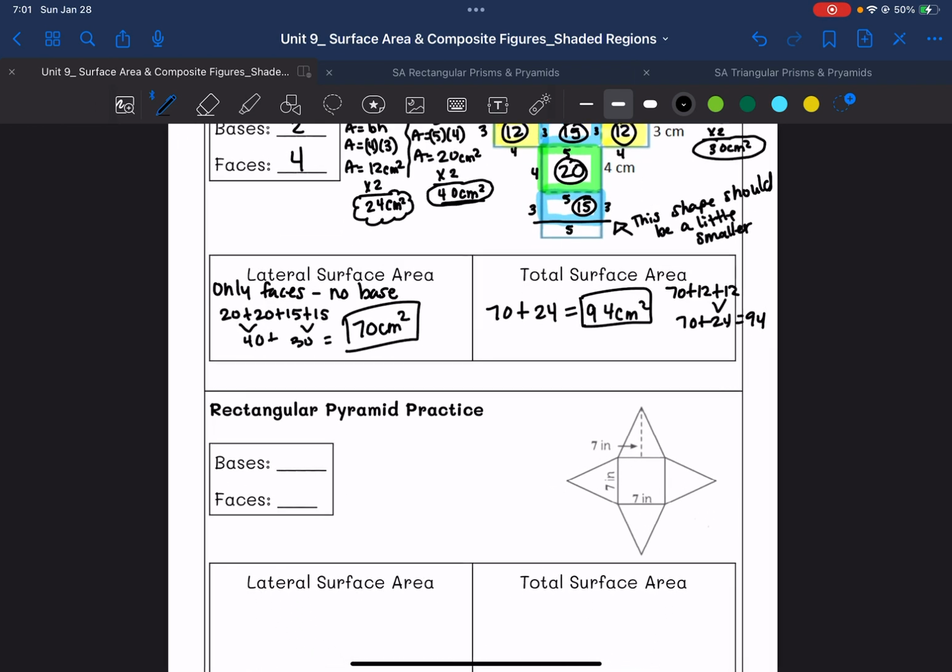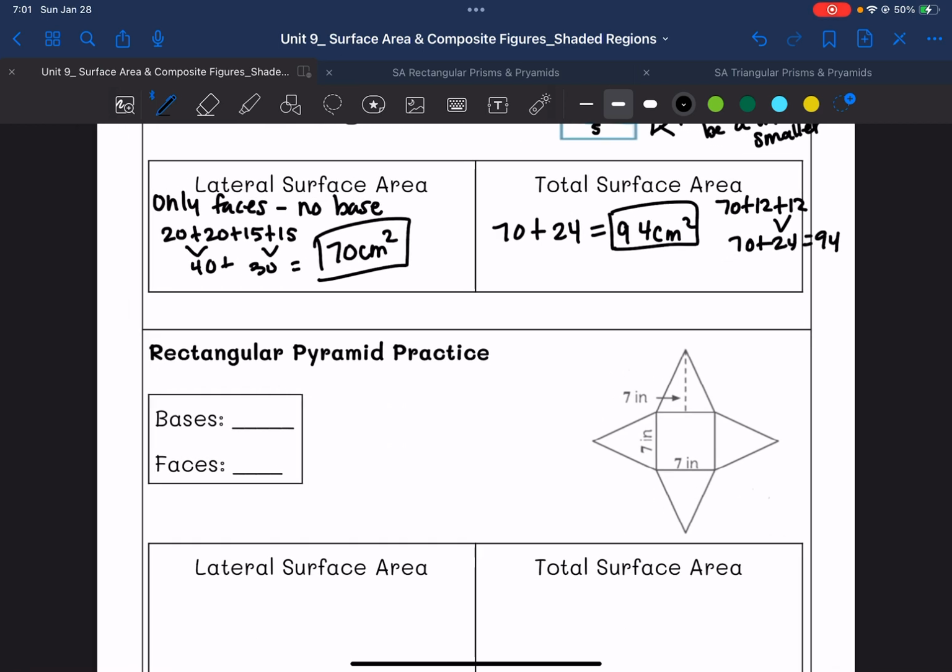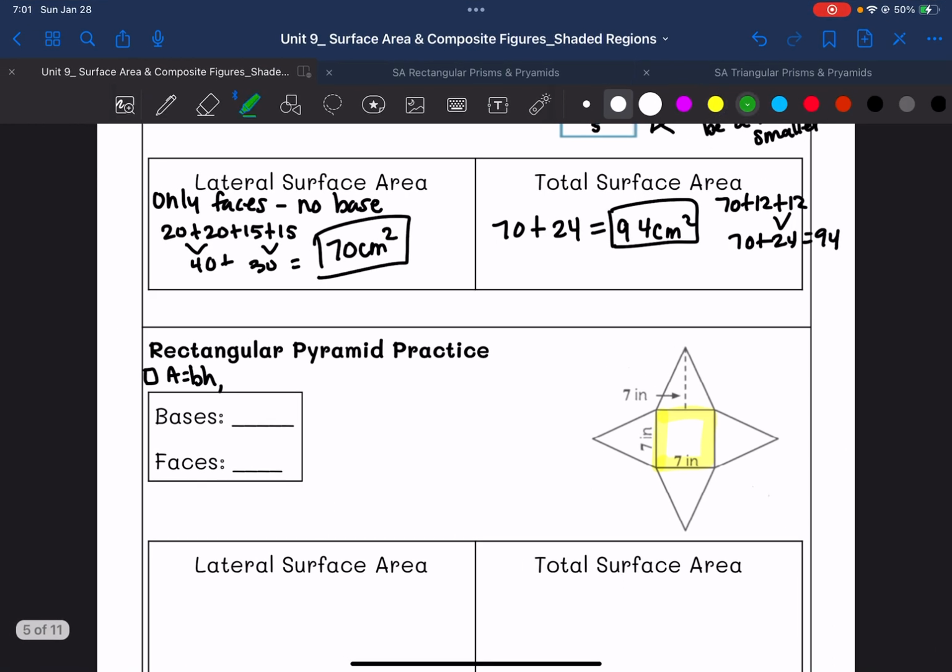I'm going to go to rectangular pyramids. All right, so rectangular pyramids. Now let's take a look at this. I want to first analyze the shape. Here I see the base. The base is a square, and a square is going to use the formula of area is equal to base times height. Simple enough, right? I'm also going to use, if I come back over here and look at this, I have 4 faces of a triangle, so I would use 1/2 base times height.